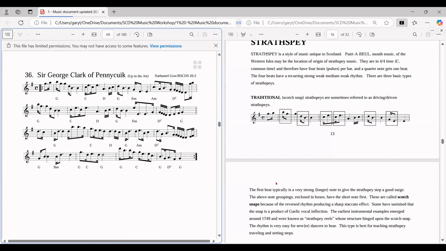And if you look at my example on page 13, or the one that I'm circling right now, the boxed items are all Scotch snaps, which means the first of the pair of notes is shorter than the one that follows. But they have to be paired, and that short note has to be on the beat. It doesn't count if the second one is short and this one is long, which in this case that is true. That is not a Scotch snap.